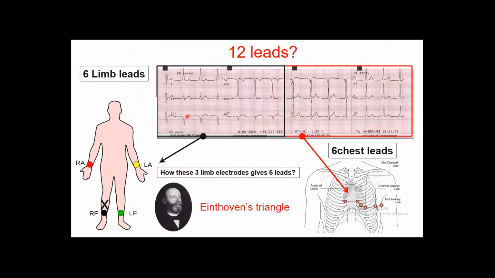So here is the ECG paper. It contains 12 leads, 6 recorded from the chest electrodes, which is the part we just covered in the lecture, and the other 6 limb leads recorded through the 3 limb electrodes. So how do these 3 limb electrodes, the right arm, left arm and left foot, give rise to 6 limb leads? This can be explained when we understand Einthoven triangle.